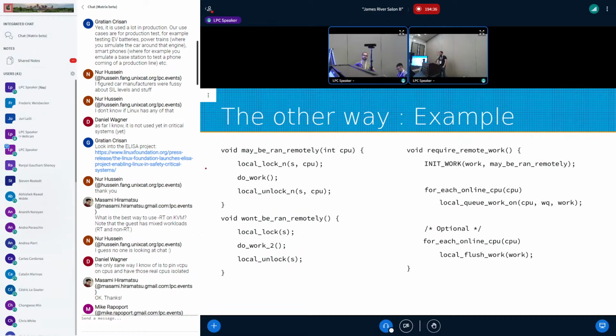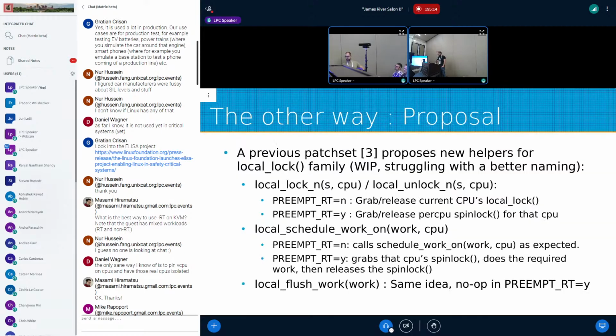The idea of implementing this is basically that you have your function that will not be run remotely. You use just the local lock, and if the work can be run remotely, meaning not on the same CPU, you can just put the CPU number here. It will do the work and just get out. This local lock here will grab the local lock of the other CPU, which in this case would be a spinlock. And when you require some remote work, you use this local queue work on, which, as I explained here, when preempt-RT is enabled, just grabs the remote spinlock, which is the local lock, and does the required work.